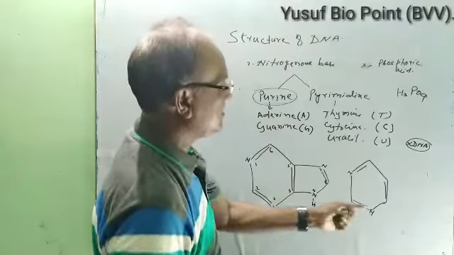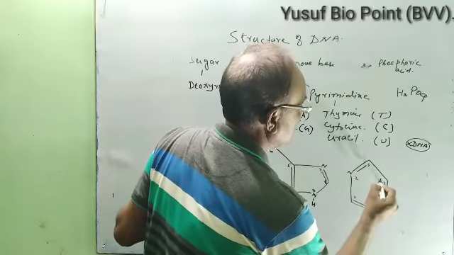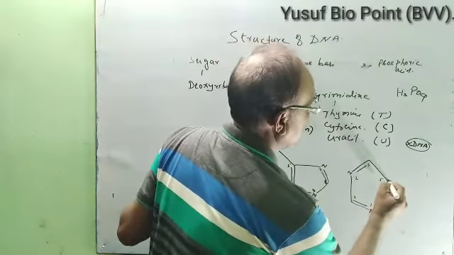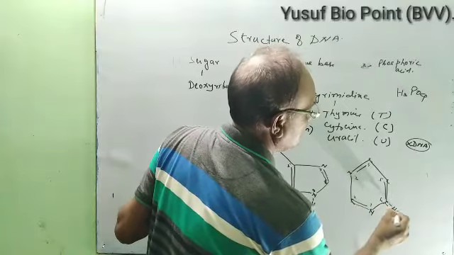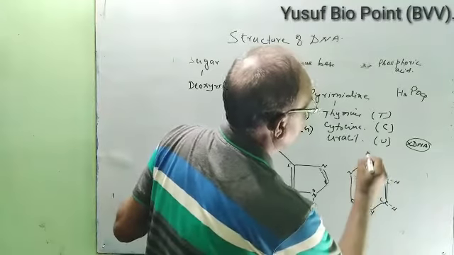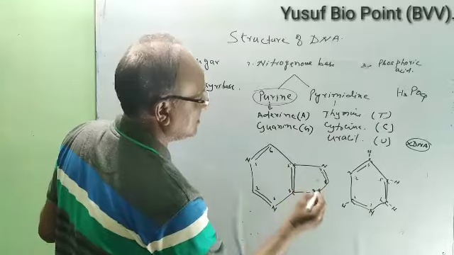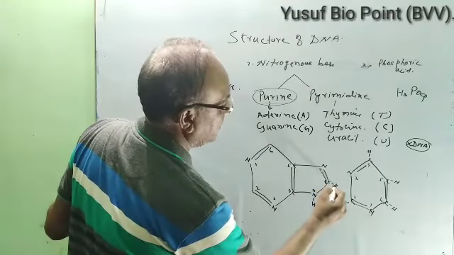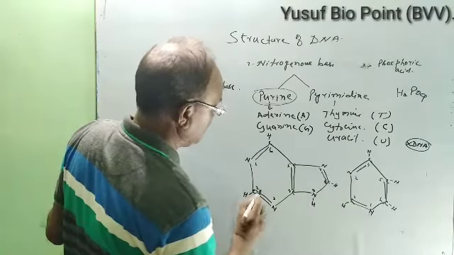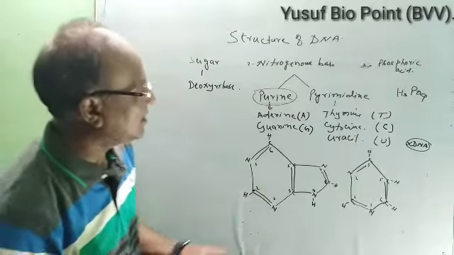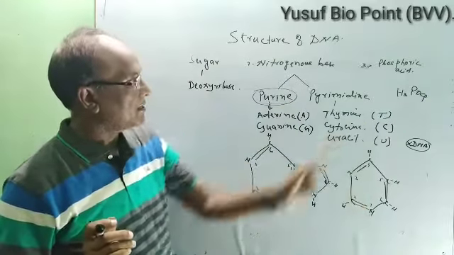The joinings are C. This is the first position, this is second, this is third, this is fourth, this is fifth, this is the sixth. They are all C. Here is H, here is H, this is H, this is H. In the same way, this is C, C is also C, H. This is C, H, C, H. So this is the double ring that is of purine, and this is the single ring that is of pyrimidine.